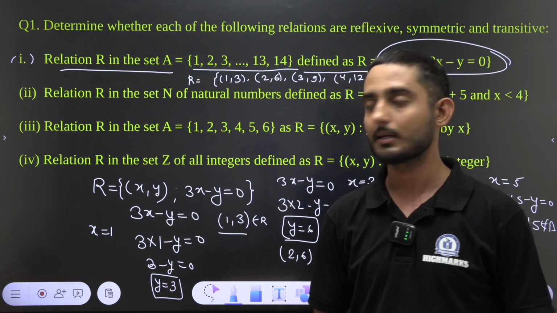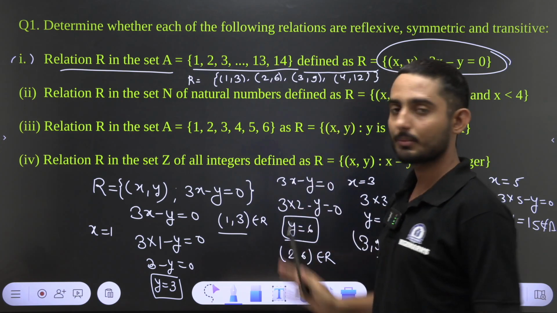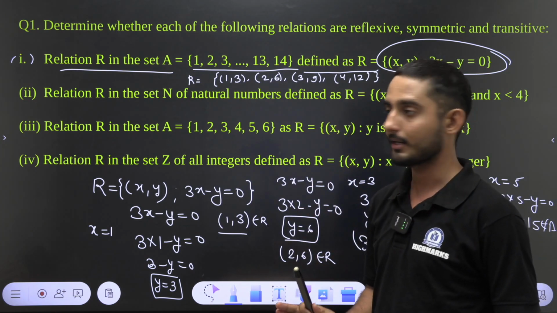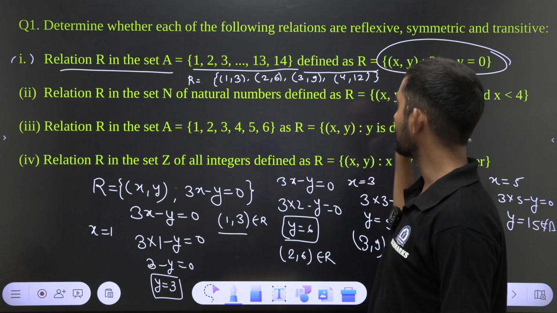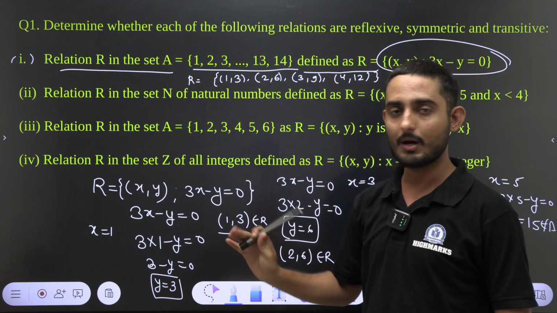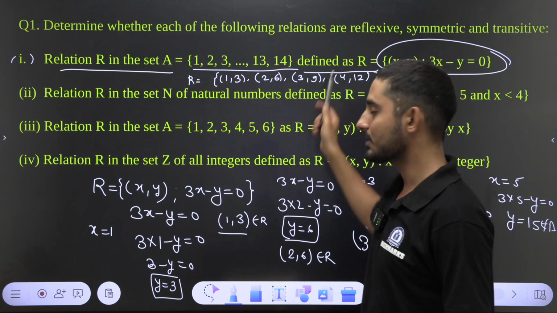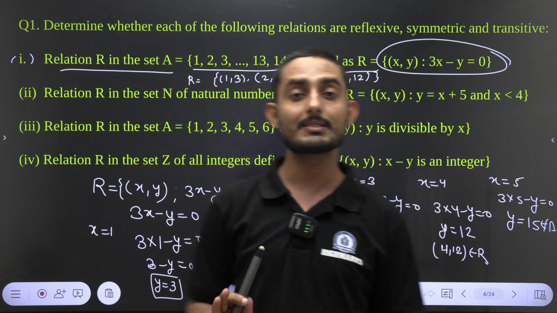Now go on to symmetric. (1, 3) belongs to R, but (3, 1) does not belong to R. So this is not symmetric. Now transitive: (1, 3) belongs to R, (3, 9) belongs to R, but (1, 9) does not belong to R. That is, (a, b), (b, c), but (a, c) does not belong to R. So this is not a transitive relation.